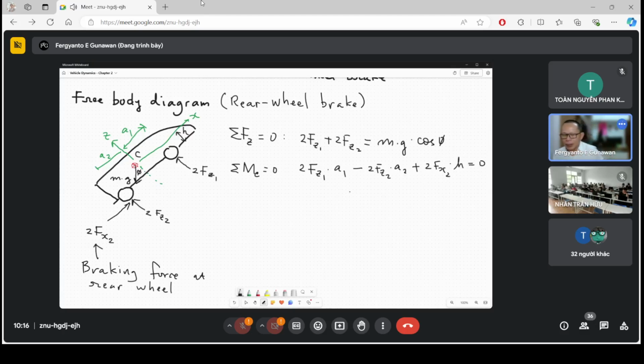So we have this equation, and finally, you are going to say sigma Fx equals 0, which gives that 2Fx2 will be equal to m g multiplied by sine theta. Okay, so we have three equations here, right?